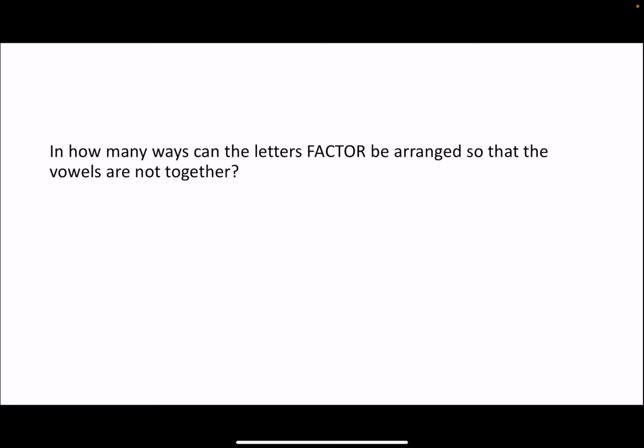Now, arranging letters. How many ways can the letters of FACTOR be arranged so that the vowels are not together? Well, there's so many different possibilities.